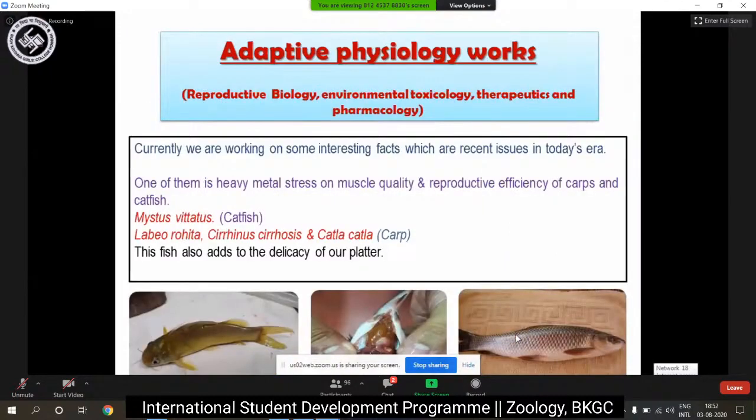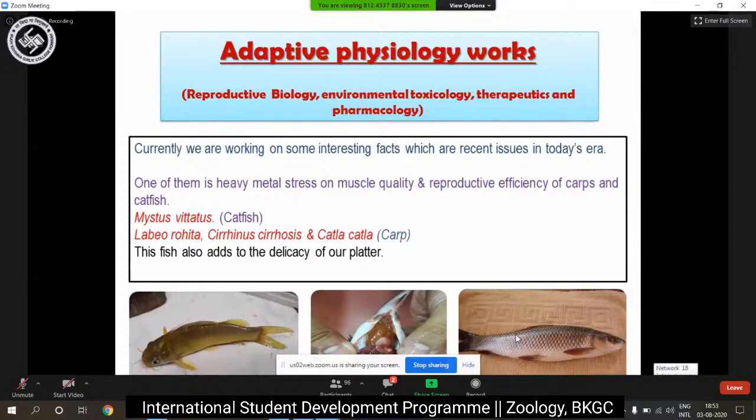We're talking about these adaptive physiological works in terms of reproductive biology, environmental toxicology, pharmacology, and therapeutics. So take fishes being cultured in wastewater systems. In the wastewater, they are subject to different types of heavy metal stress, which can ultimately affect their muscle quality as well as their reproductive efficiency. So can we have some mechanism by which, if the fishes are fed certain functional feed or certain nutraceuticals, they would be able to cope with such stress in a better way.